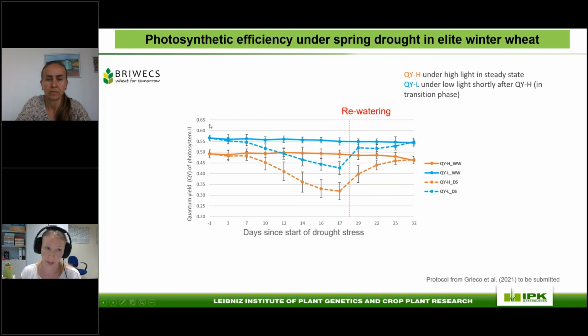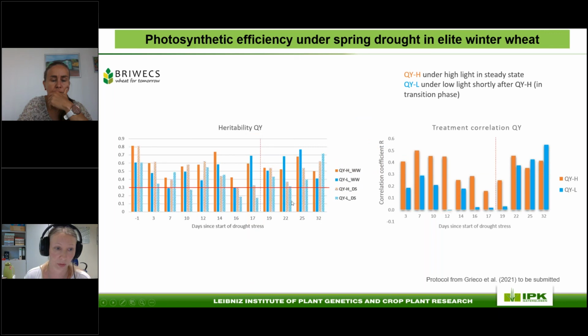And in these experiments, we could look at the photosynthetic efficiency as well, using the protocol Michele had developed. And here we were able to measure the full curve, starting from even a day before the drought starts, along the drought stress period. Here at the rewatering point we also had some more measurements in this period. And you see basically now that the photosynthesis of both QYL and QYH is going down, and quickly, depending a bit on the parameter, recovering in the rewatering phase.